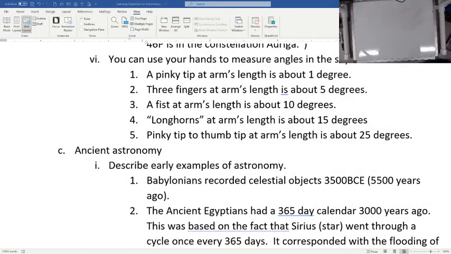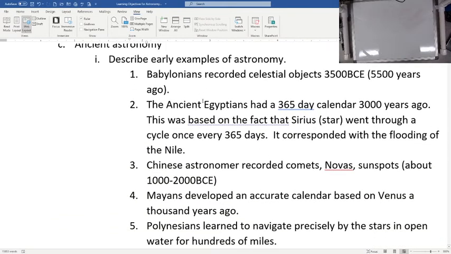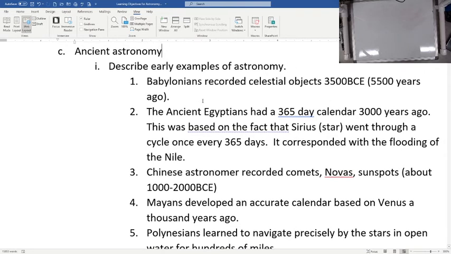So we're going to talk a little bit about ancient astronomy. How ancient people solved the puzzle that we're talking about now is astonishing to me. People who lived 5,000 to 10,000 years ago made some really interesting observations. The earliest recorded astronomy work we have was by the Babylonians at about 3500 BCE, so 5500 years ago.